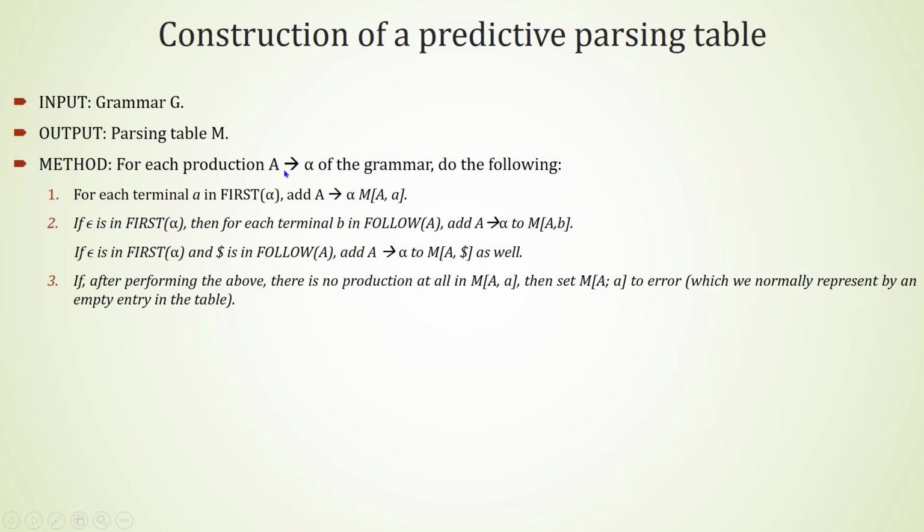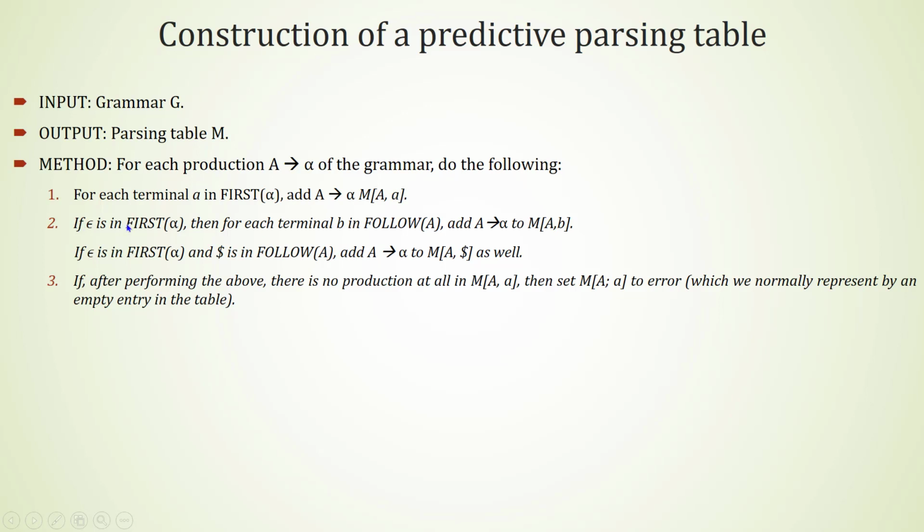For each production A gives alpha of the grammar, I have to do three steps. For every terminal a in first of alpha, add A produces alpha in M of A comma a, where capital A is a row and small a is a column.